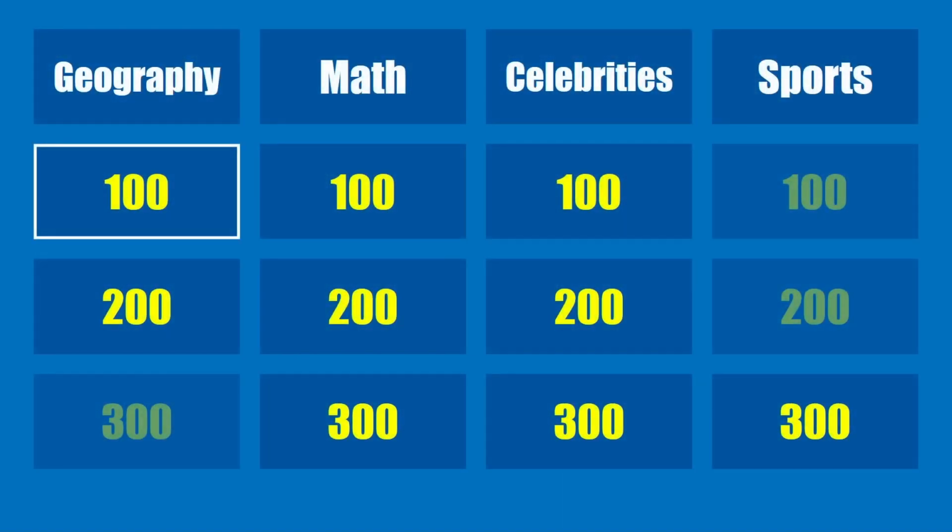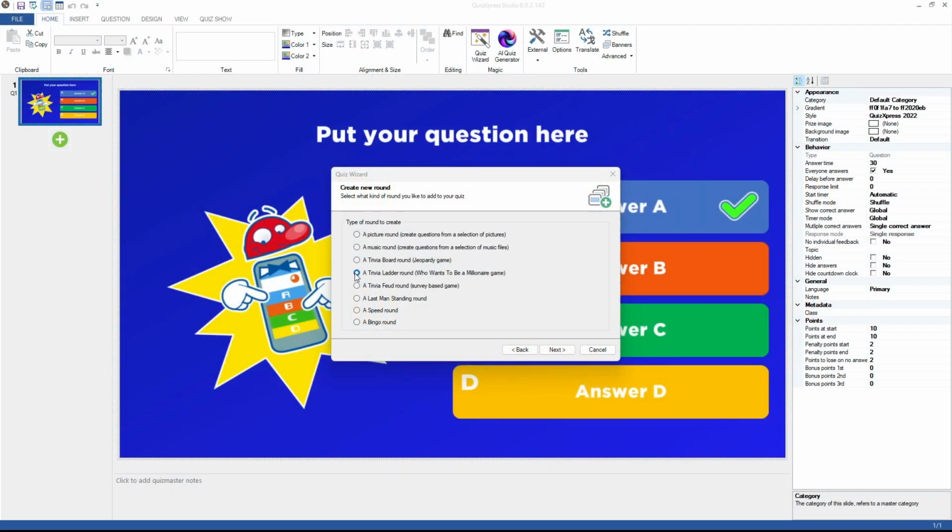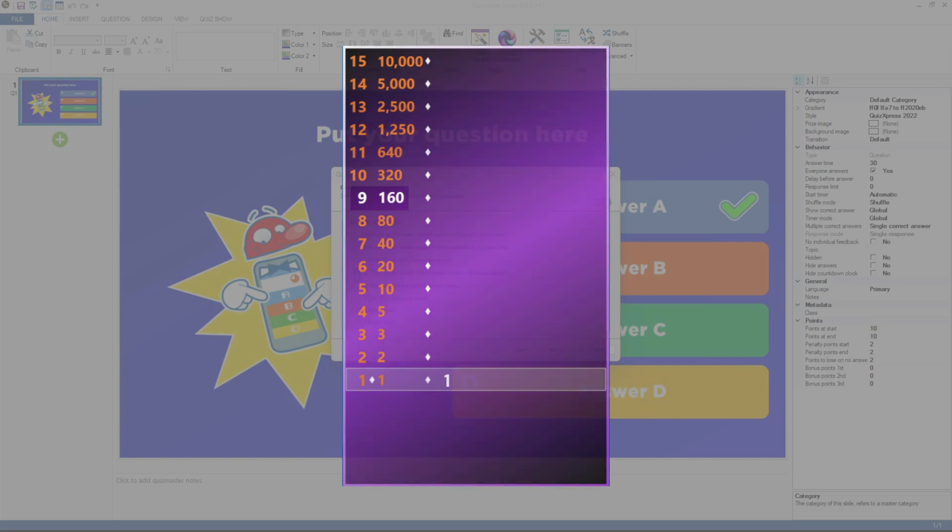A trivia ladder round follows the rules of the Who Wants to Be a Millionaire game show, but amended for multiple players who are in a race to reach the top of the stairs. Here is a quick rundown of the rules. Here you can see an example of a trivia ladder as it is shown in the quiz player after each question. On the left side, you can see the index of the current question.